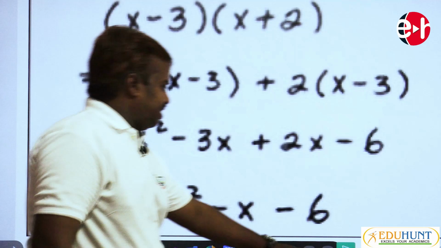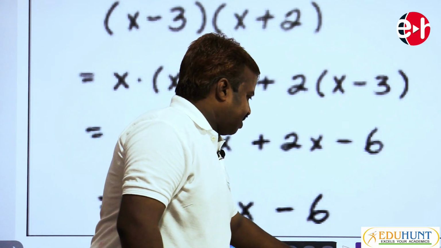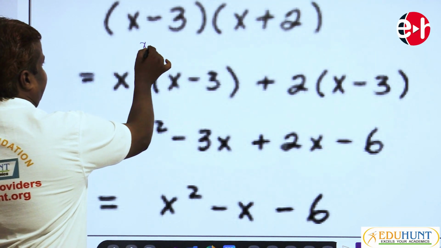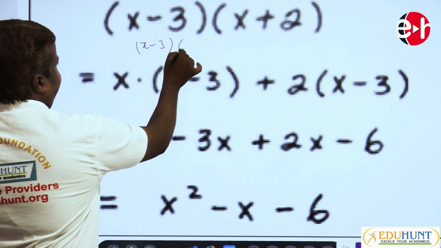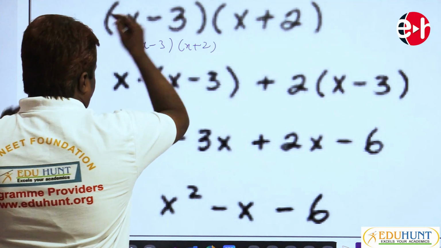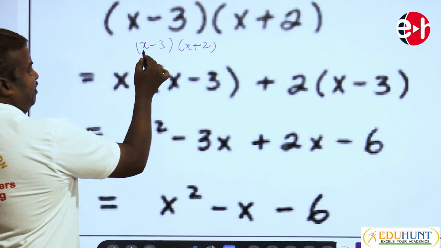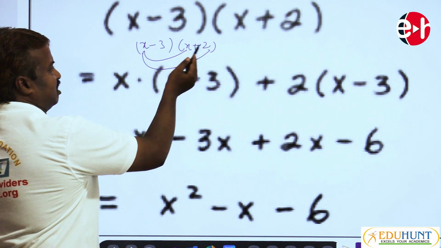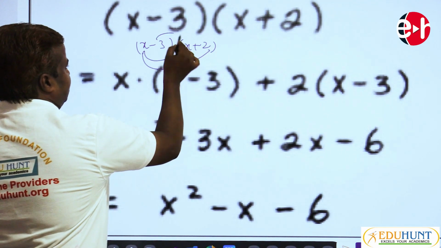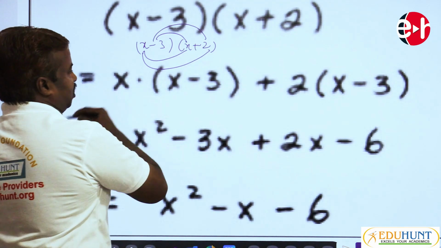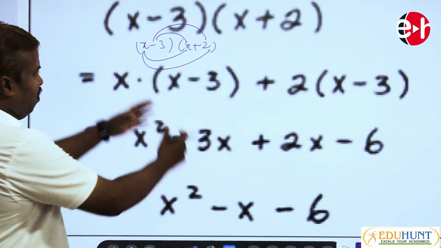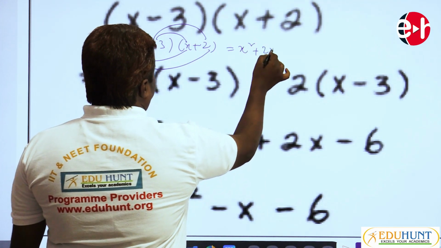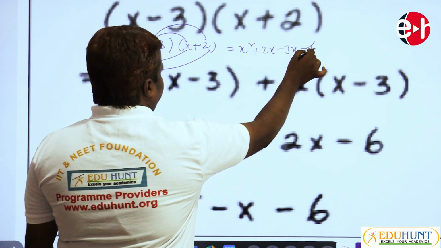You can see it written, I think you are able to see, children. Now you have to multiply x minus 3 into x plus 2, two terms. How to multiply, children? First multiply x with x and x with 2, and in the next one, minus 3 with x and minus 3 with 2. So now it becomes x square plus 2x minus 3x minus 6, children.